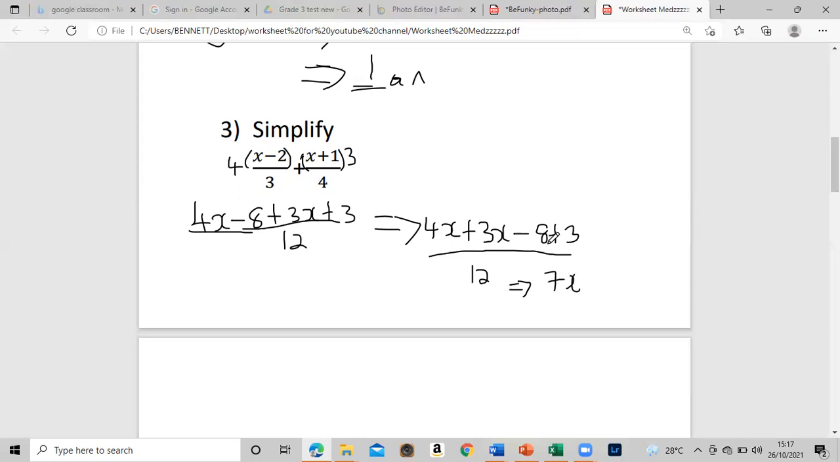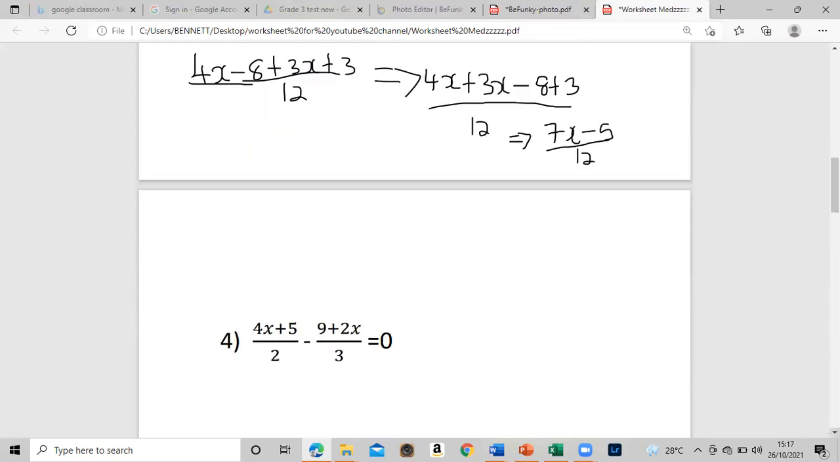And minus 8 plus 3 is equal to minus 5. But remember, guys, ensure that you keep the denominator, which is 12. So there we simplify. Cannot go any further because we can't find a number that can go into 7, 5, and 12 without the remainder. So that is its lowest term.